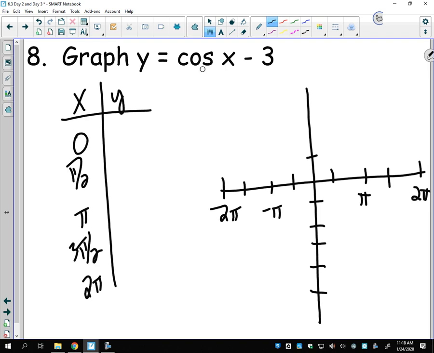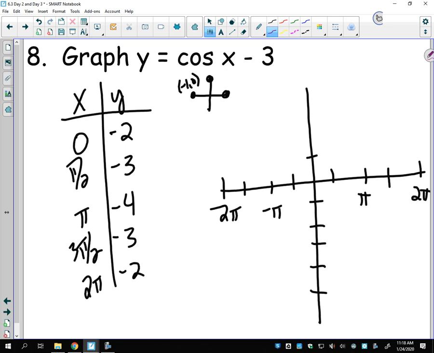Cosine is the x-coordinate. So at 0, cosine is 1, and 1 minus 3 is -2. At pi halves, that's up here. The x value is 0, and 0 minus 3 is -3. At pi, the cosine, or the x, is -1, minus 3 is -4. And at 3 pi halves, I'm back to 0, which is -3. And again, just like sine, we should end back where we start, because we end back over here at -2.